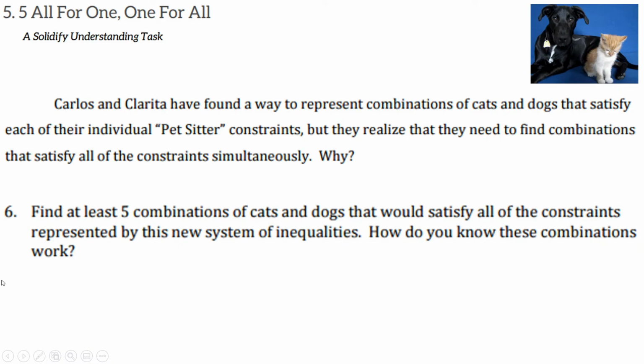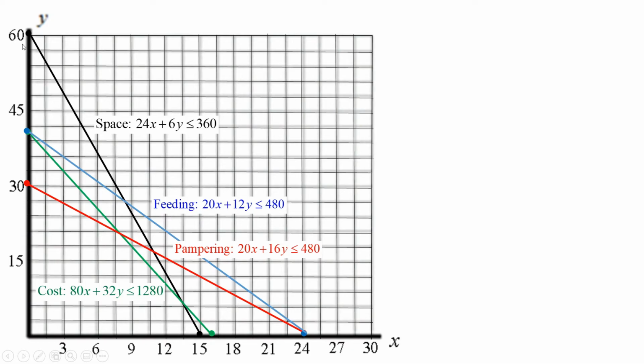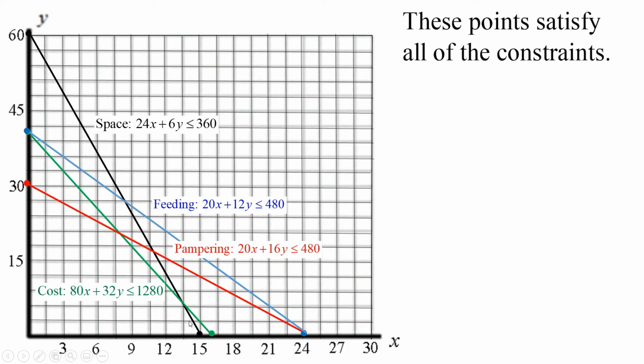Okay, number 6. Find at least 5 combinations of cats and dogs that would satisfy all of the constraints represented by this new system of inequalities. How do you know these combinations work? Well, we have graphed all of these boundary lines throughout this unit right here, and you know that we need to be below every one of those boundary lines to meet all of the constraints. That gives us what we call a feasible region, which would be down in the bottom corner here, there, and there. Okay, these points satisfy all of the constraints.